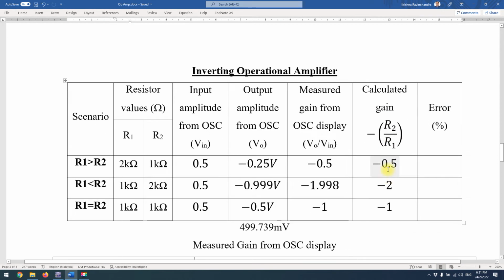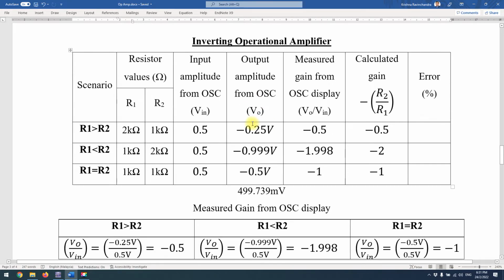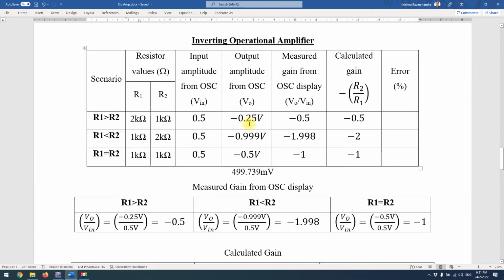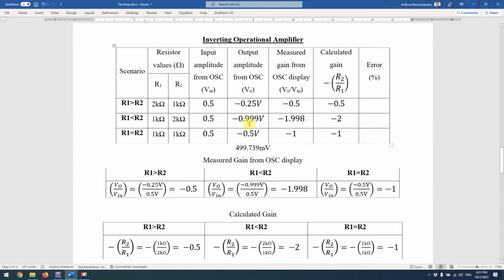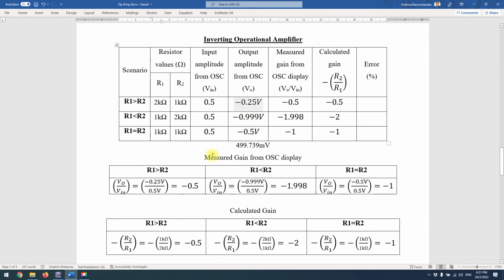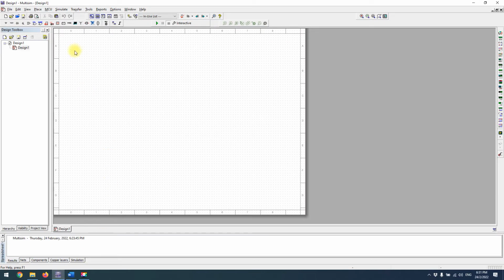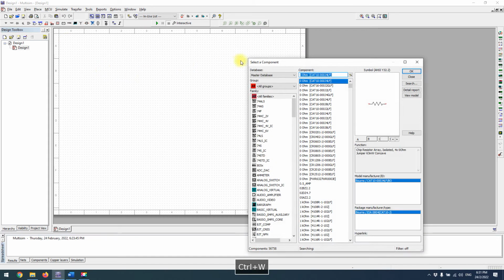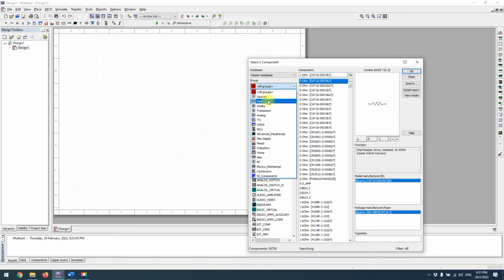So over here, I've already pre-done the values, just to show you how it's going to look like. So let me zoom it out a little bit, right? So now let's go into building the circuit in Multisim. As you remember, Control W is the shortcut to obtain components. Now since we are looking for the ICs, let's go into looking for the ICs.